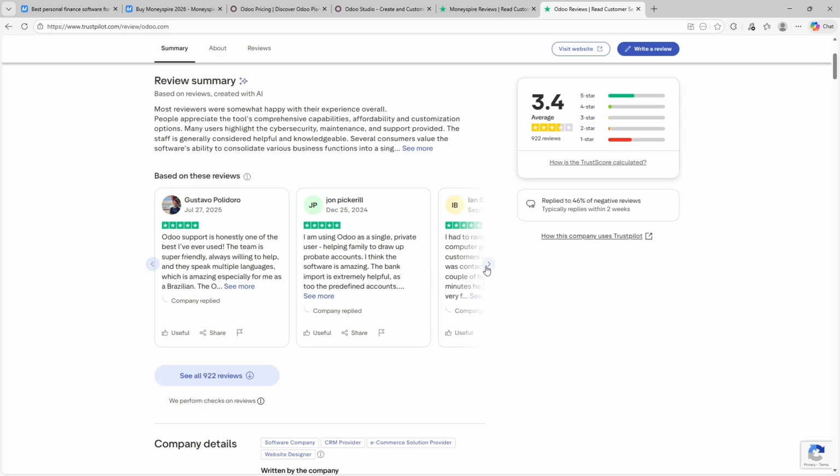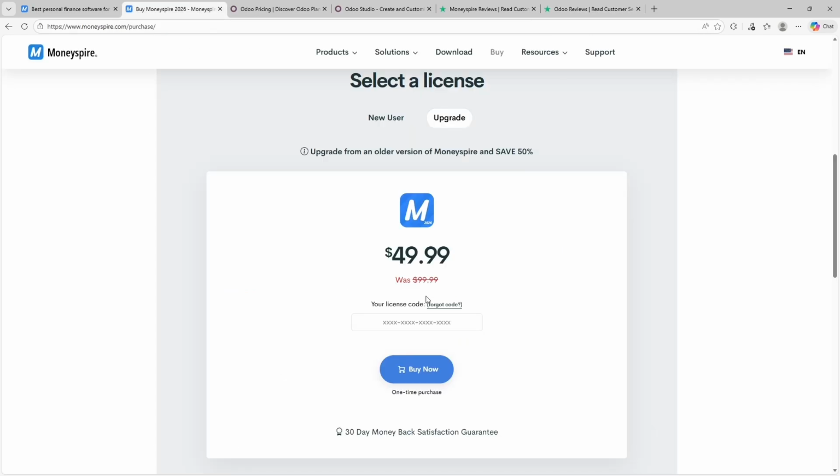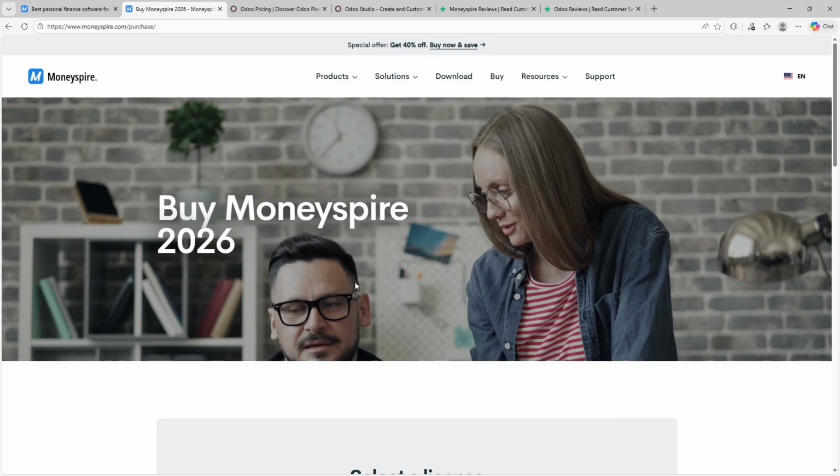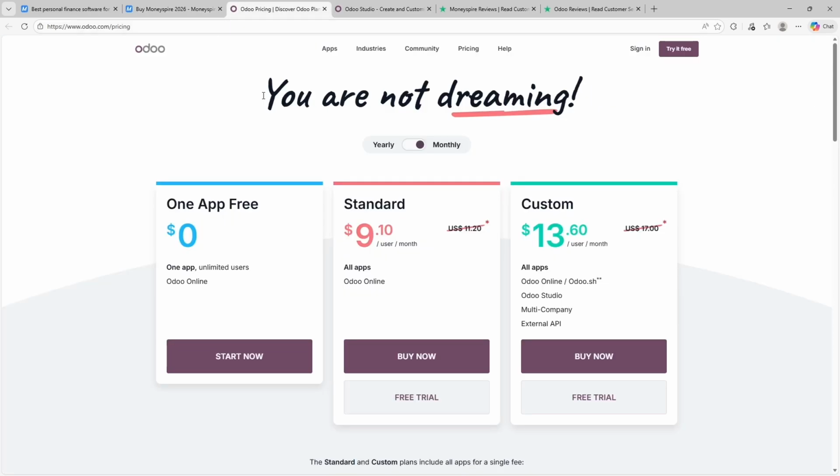The final takeaway comes down to philosophy. If you want accounting that is calm, predictable, and fully under your control with no subscriptions, Moneyspire is built for exactly that mindset. If you want accounting woven into every part of a growing business, with automation and scale as the priority, Odoo delivers a level of power few platforms can match, as long as you're ready for the complexity.